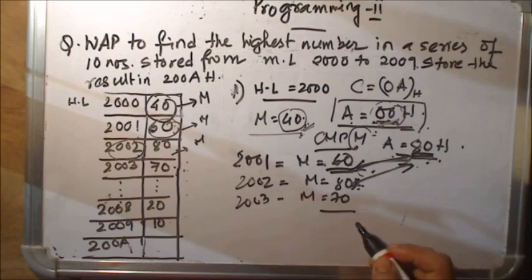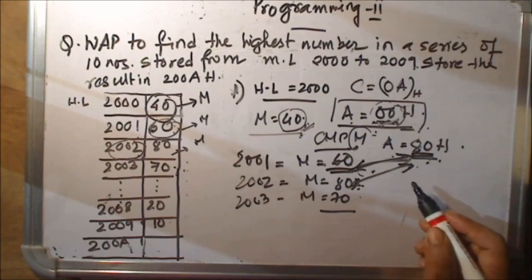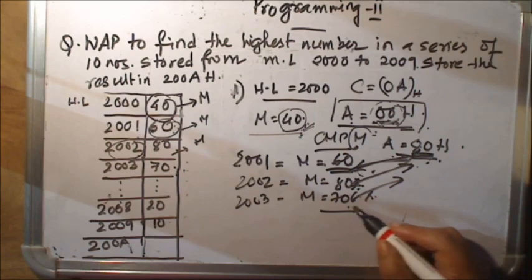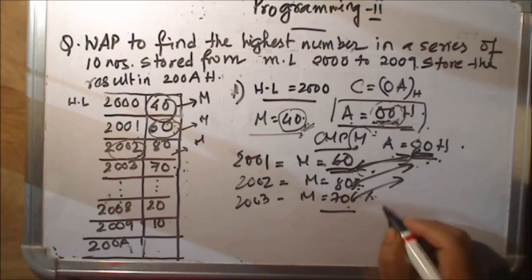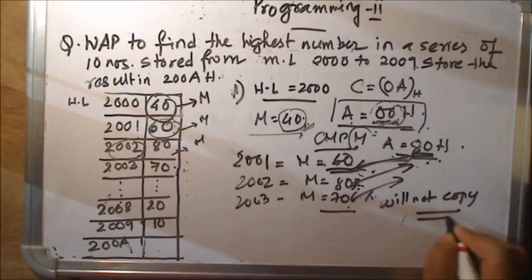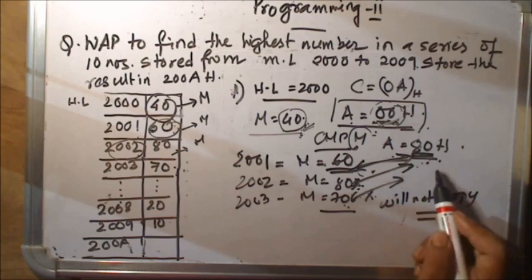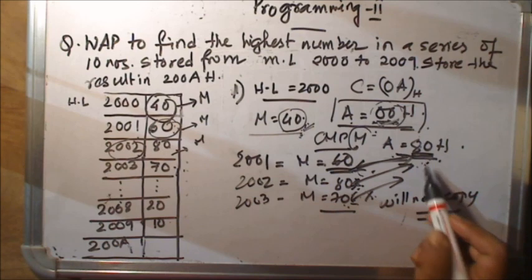Our new M will be 70, right? So is 70 greater than 80? No. If the number in M is not greater than the number present in A, we will not copy. If the number is larger than the number in A, then we will copy. If the number is smaller than the number present in A, we will not copy. So the A register will remain 80.